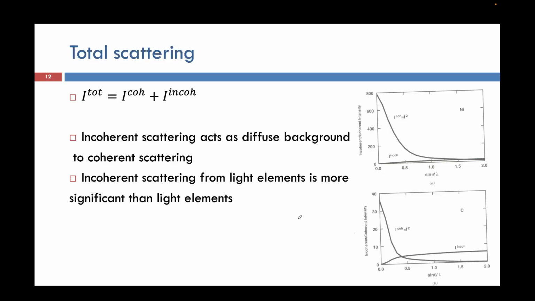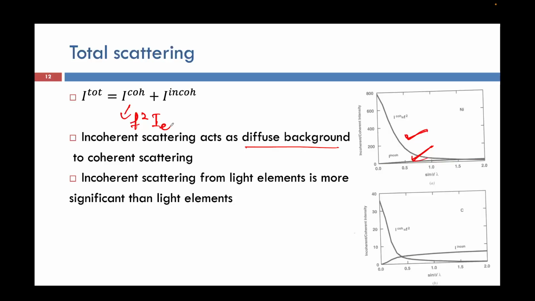So finally, I have talked about incoherent scattering, I have also talked about coherent scattering, but the total intensity we get is never only coherent scattering. Incoherent scattering will always be there, and it will act as the diffuse background to coherent scattering. So this is your incoherent scattering curve. This small one is your coherent scattering curve. This is your incoherent scattering curve, and this incoherent scattering is proportional to f squared times IE.